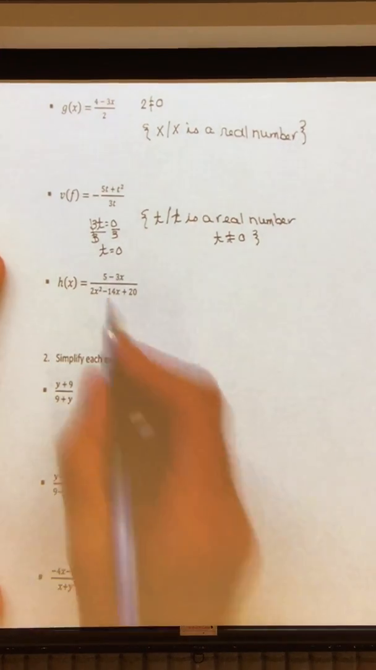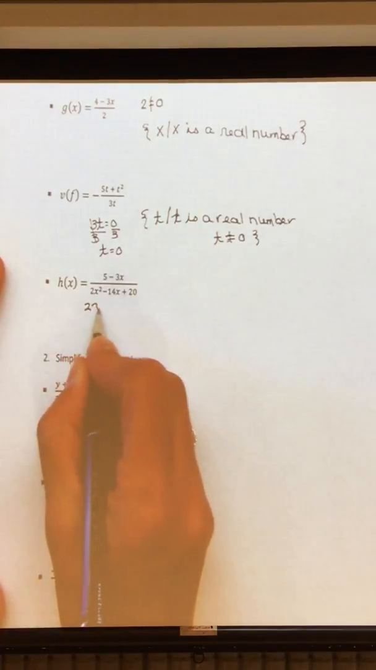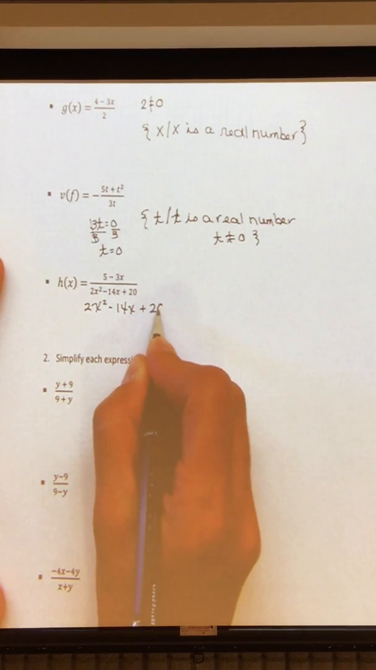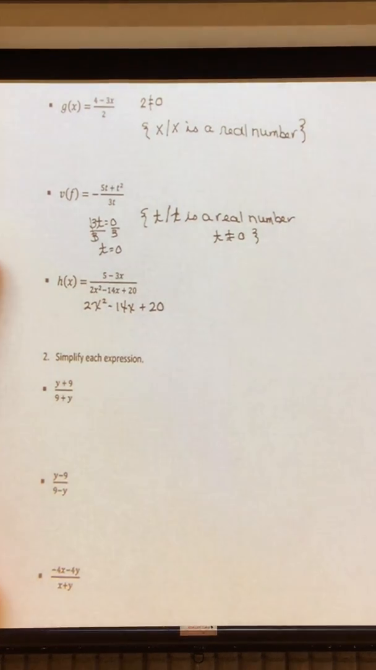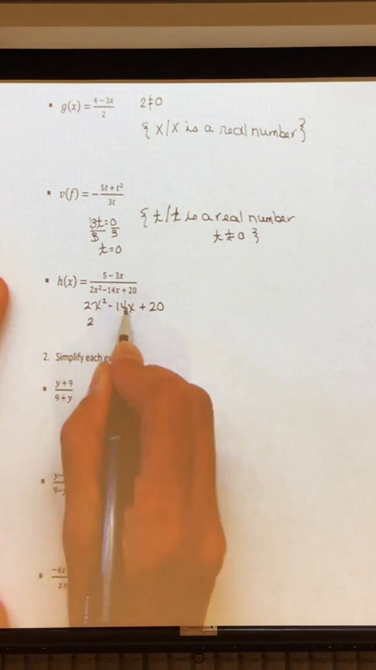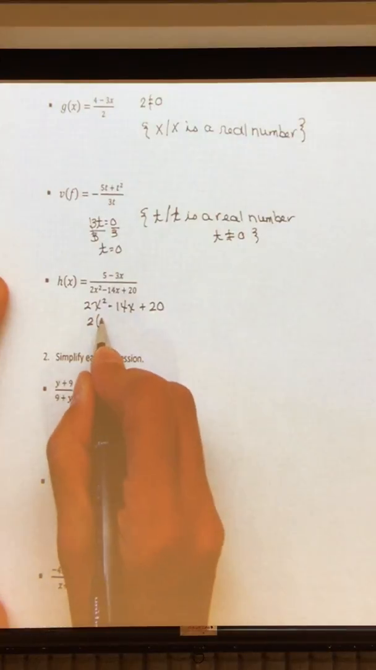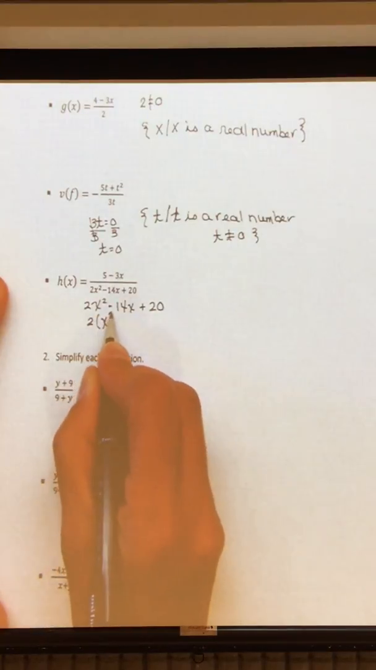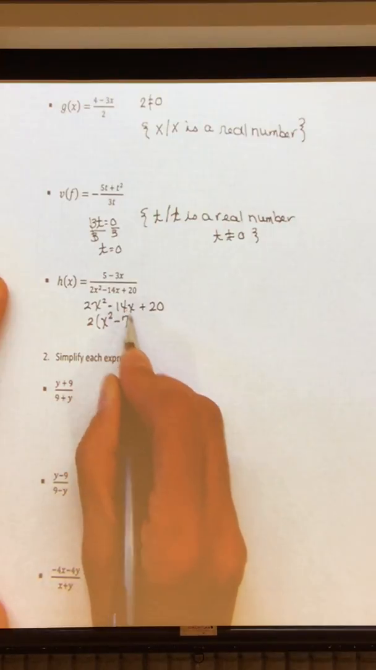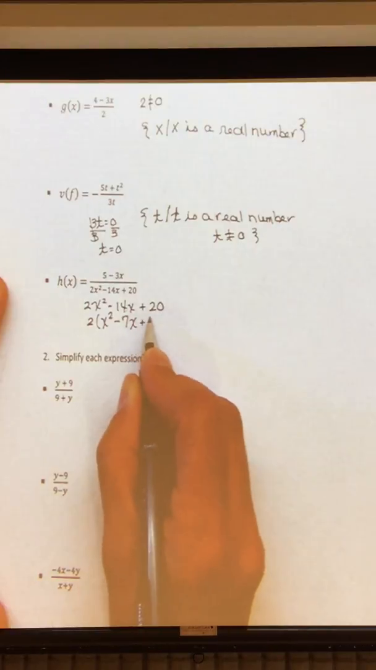The next one, set the denominator equal to 0 and solve. We have 2x squared minus 14x plus 20. Here we can factor. So let's take out a 2 because 2 is common in all these terms. So let's factor out a 2. So we have 2 times x squared is 2x squared. 2 times negative 7 is negative 14x. And 2 goes into 20 10 times.